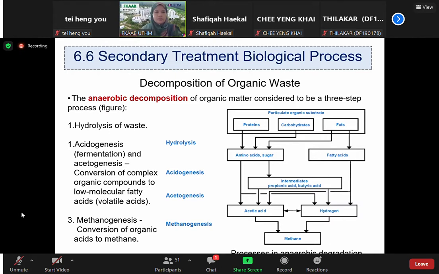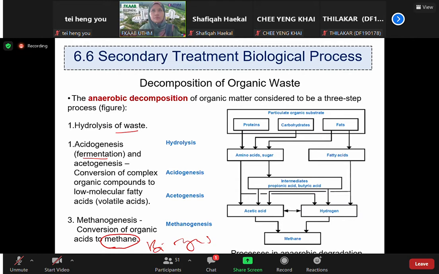Okay, the process of hydrolysis and fermentation sebab kita tak ada oxygen, right? Hydrolysis of the waste, the conversion of complex organic compounds to low molecular fatty acids, and also the methanogenesis process. Jadi akhirnya dia akan jadi methane. So methane is the biogas, which is very valuable as an energy. Okay, siapa pernah dengar biogas? Biogas. First time dengar ke?